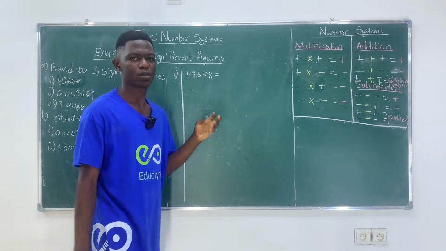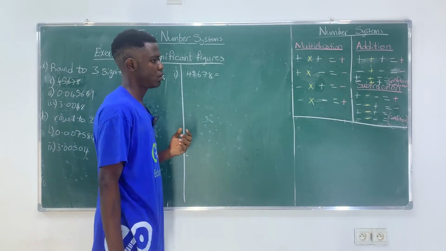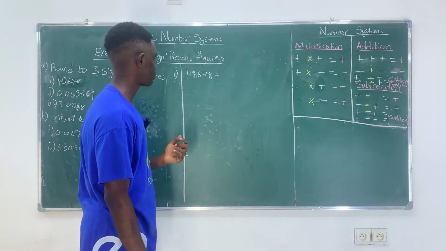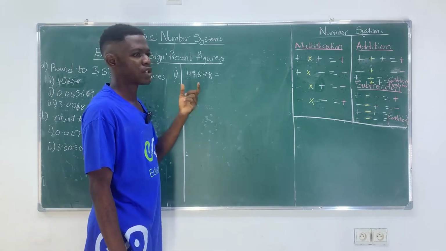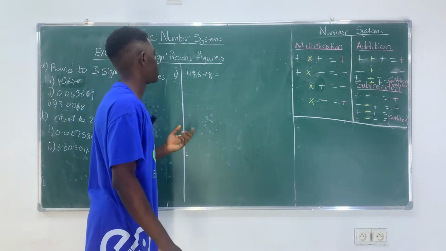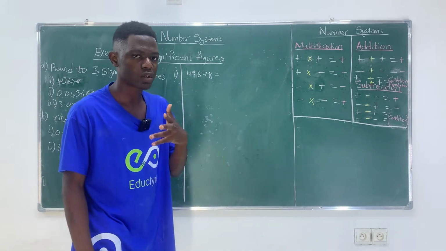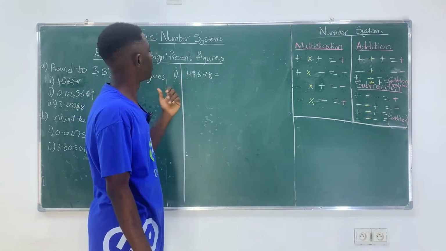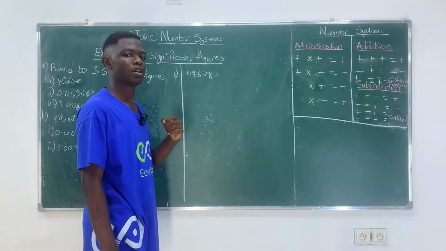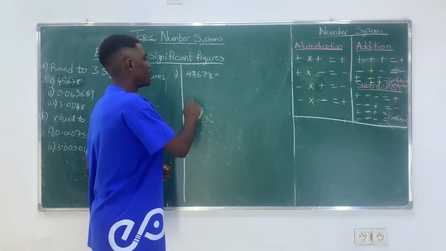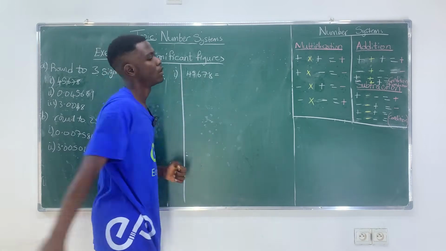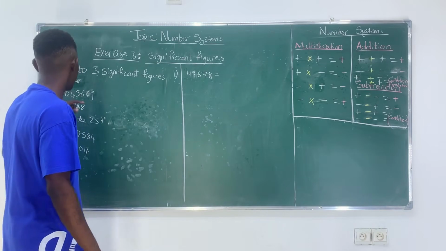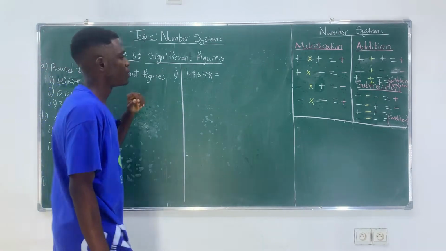You are free to pause the video, do it in your book or your paper, and come back. To do this, you first have to know the number of significant figures that are there. You have to know the concept of significant figures. According to the first rule, every non-zero digit is significant. So we have to round it to 3 significant figures.